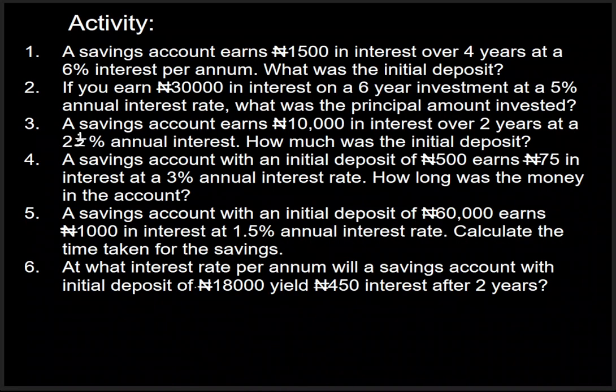Right, so you have some activity questions here. For the 6 of them, either the principal or the rate or the time will be missing. So you have to carefully go through it, calculate it, and then get what you are looking for.